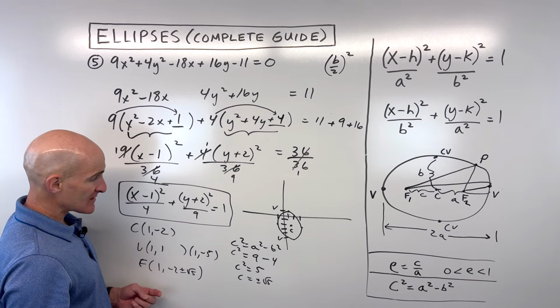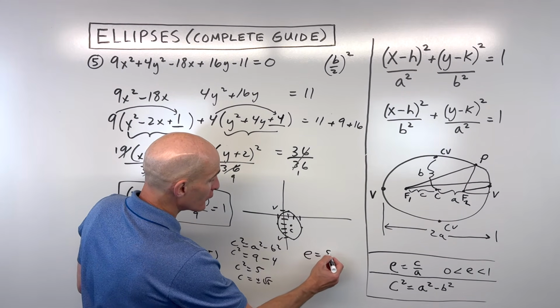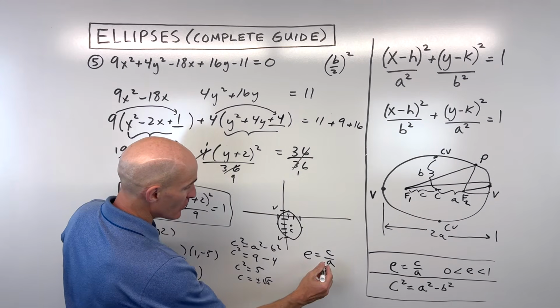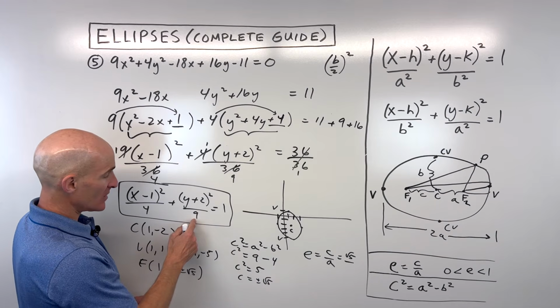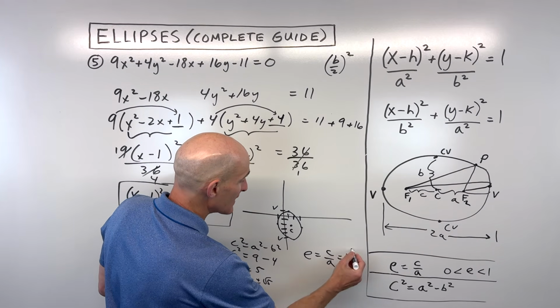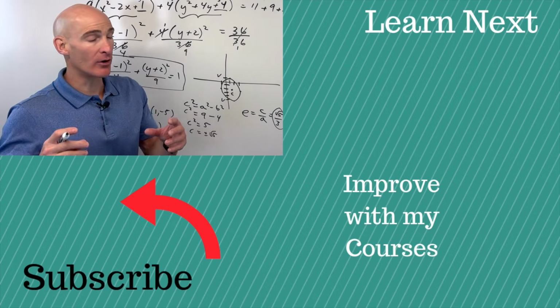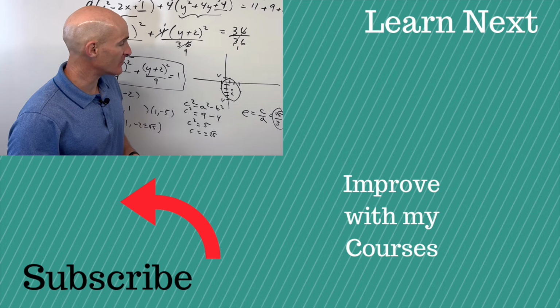And if we want to find the eccentricity, we use the formula c over a. That's going to be square root of 5 over a, which we said was 3. And that gives us an idea about how round or how out of round this ellipse is.